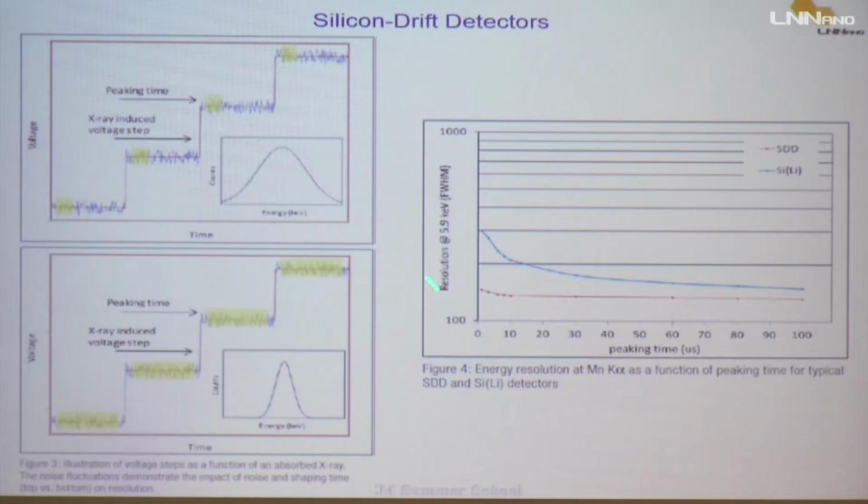Here, about the SDD again, you have control of the process time, like I said. Here is a comparison. You have a key here, the process time, the peaking time, okay? And with the SDD, you have a much better resolution with very small peaking times when you compare with the conventional silicon-lithium detectors, okay? You have a much better detector. This is the idea.